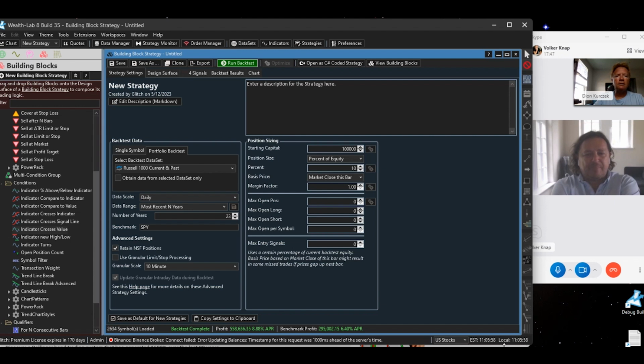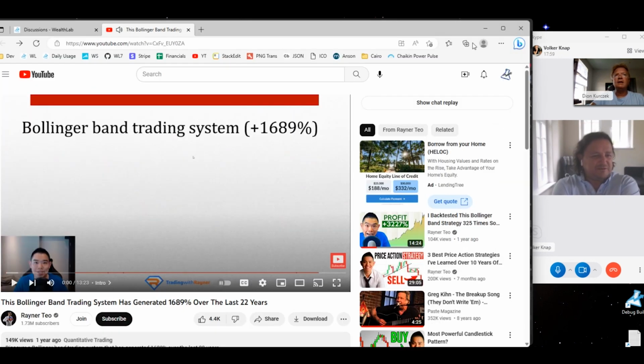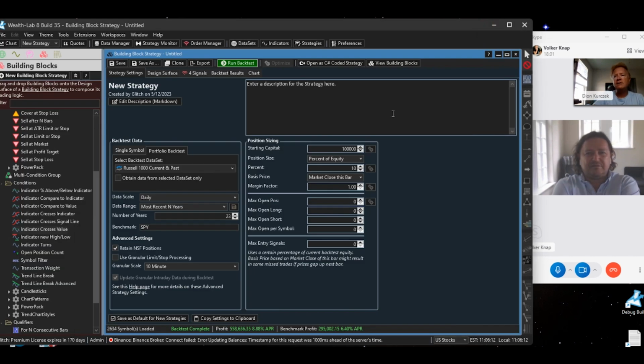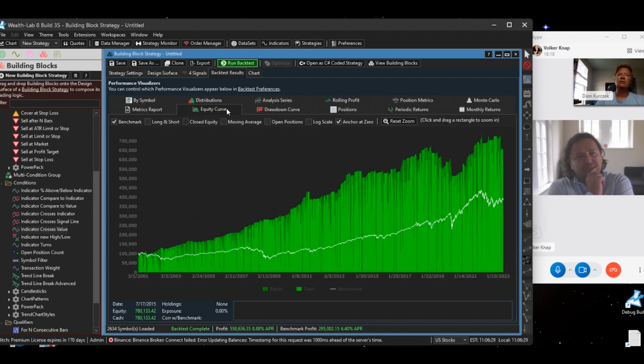Let's take a look at the browser again here. So 1600. 1689. So we are not seeing that. Who knows? Maybe he did use only the current Russell 1000 symbols. Maybe he used a different position sizing. However, that said, the results actually aren't bad. So I think the strategy in and of itself looks pretty decent.